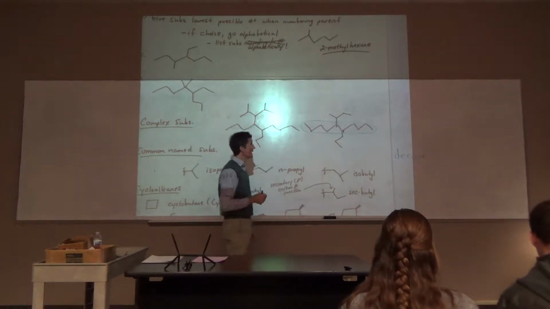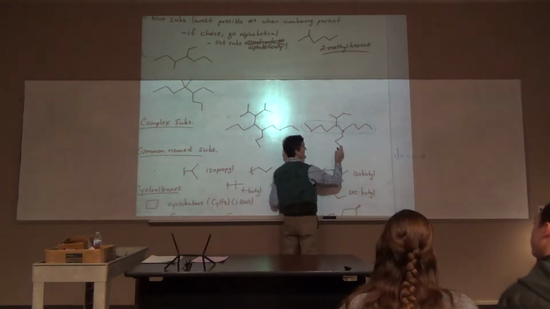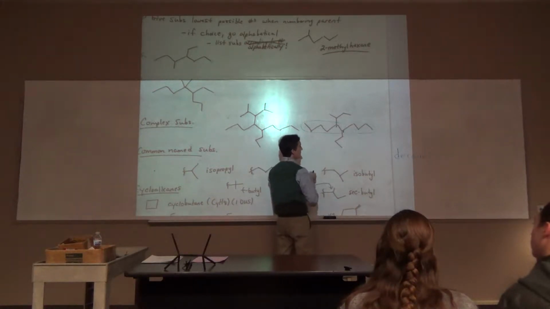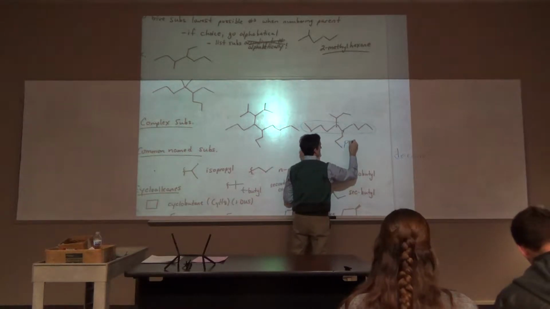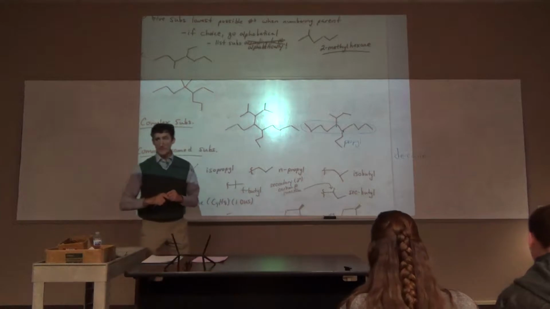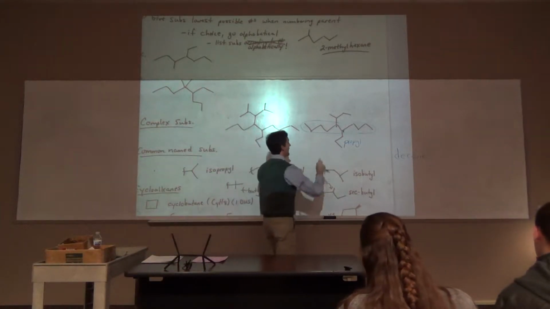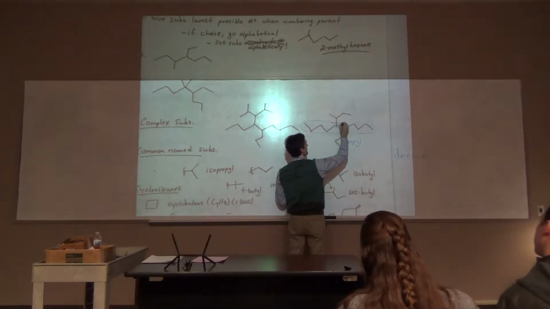Alphabetically. Eventually alphabetically. We're going to have to name those first before we can do alphabetically. What's the name of this substituent? Propyl. It's a propyl group. What's the name of that substituent? Oh, that's a complex sub. That's a substituent with a substituent. Okay, it's coming off right here.